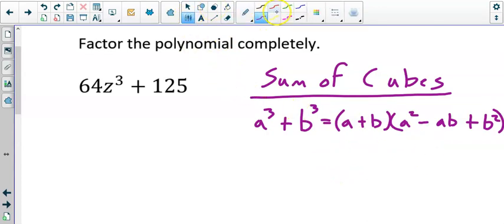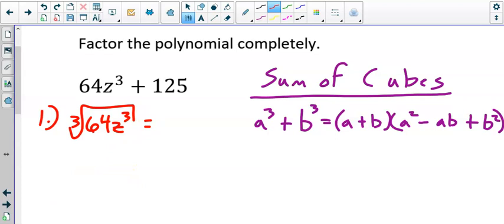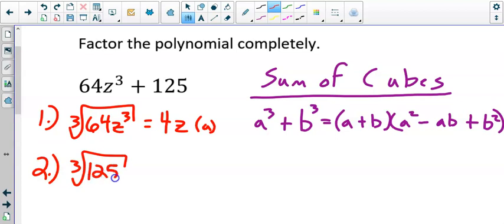And then we're going to do the same thing again. I'm going to take this first term, and I'm going to run the cube root of it. So what is the cube root of 64z to the third? 4z. That's a. Then we're going to run the cube root of the last term. What is the cube root of 125? 5. Good. That's b.